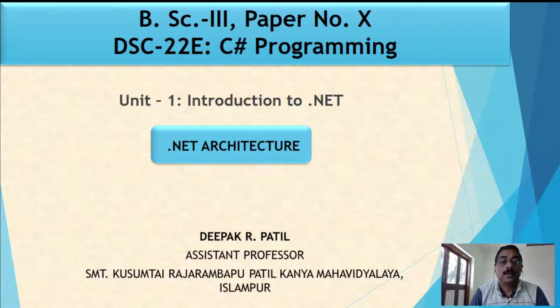Dear students, we are learning unit number 1, that is Introduction to .NET, that is .NET Architecture. In the last session we have seen the theme of .NET architecture and the diagram of .NET architecture. Now in this session we will see the various components of .NET architecture.